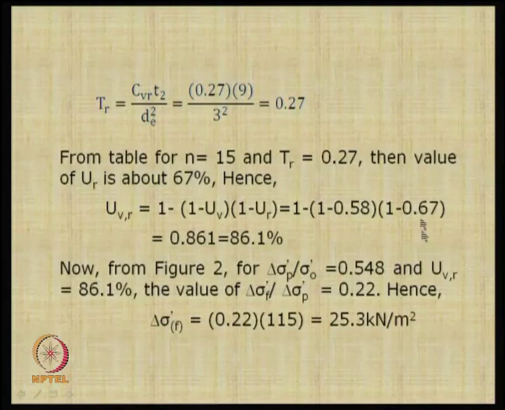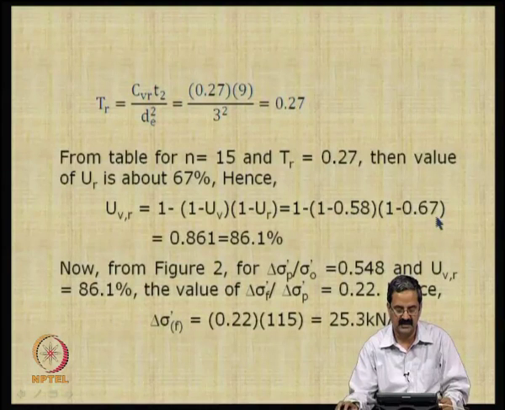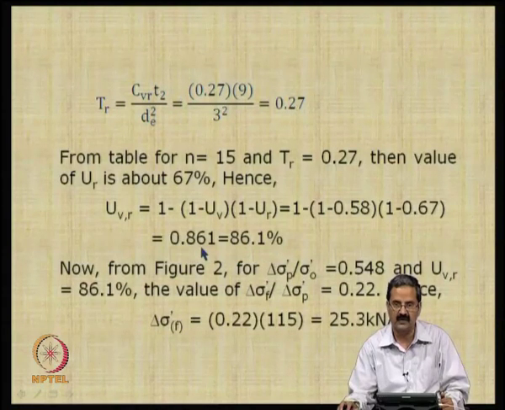Essentially from these sort of expressions one can get the UR, and once you get the UR and also the UV which we already got, for example, this is 67% and 58% is what we already achieved. So, essentially 86%, and now what is the preload that you have to get for this?